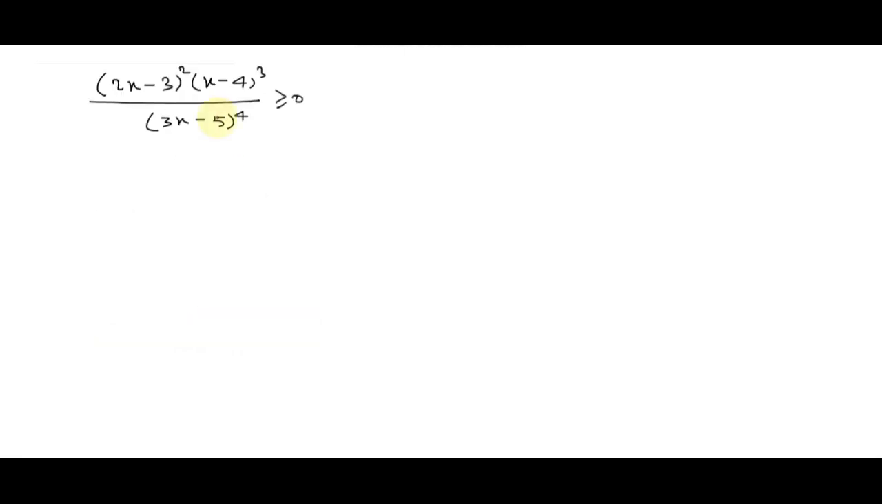Okay, students, let's try this question. We have to solve this inequation. First of all, we will find the critical points. So the critical points are 3 by 2, then 4, then 5 by 3. We will plot all these critical points on the number line.